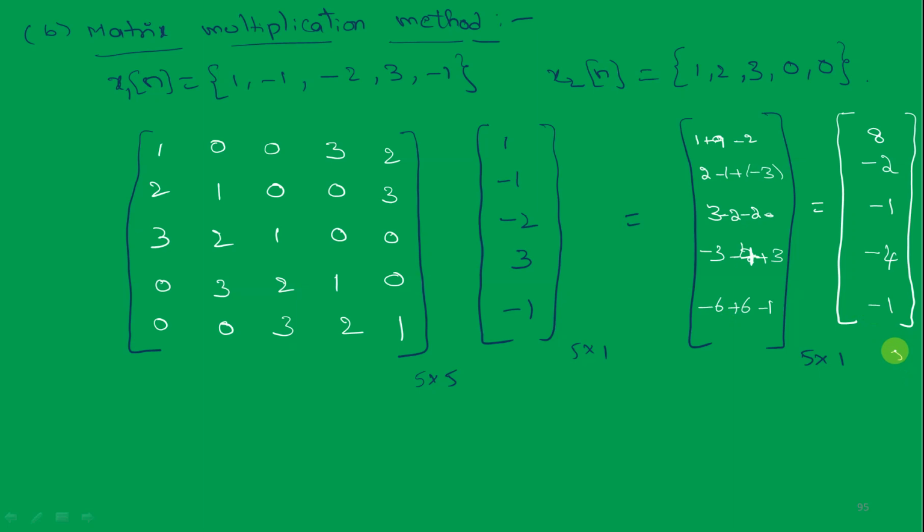Okay, right. So in this way you can find the output. That output is nothing but 8, minus 2, minus 1, minus 4, minus 1. So it is the easiest method. Okay, right? So in this way you can solve.